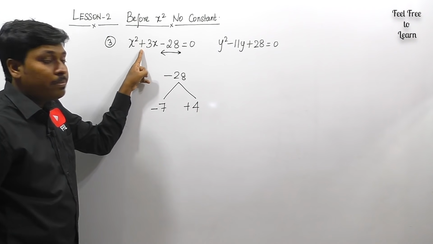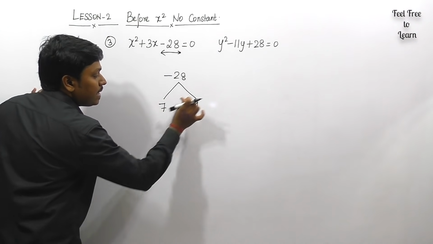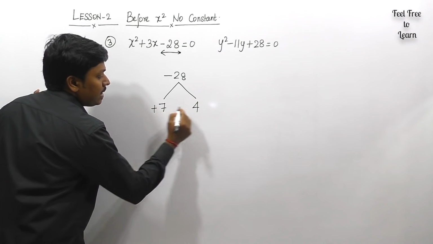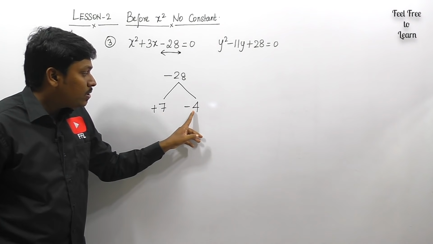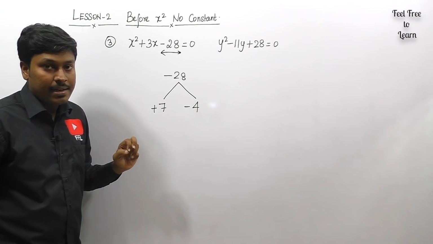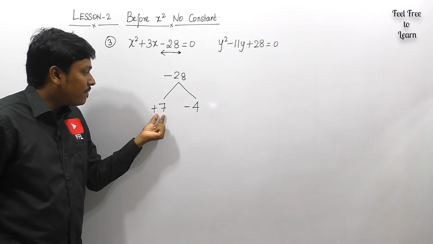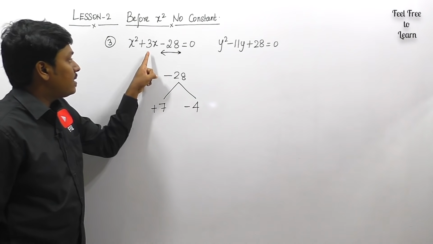But our target is to bring plus 3. So this can be taken as plus 7 and minus 4. So friends, when we multiply both the numbers, plus 7 into minus 4, the resultant will be minus 28. But when we add both the numbers, plus 7 minus 4, the resultant will be plus 3.